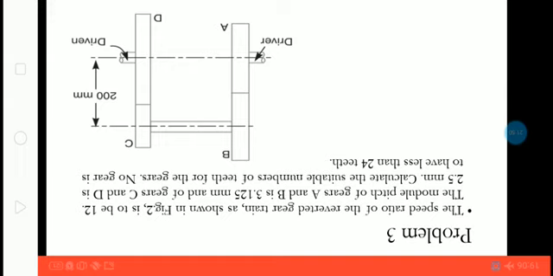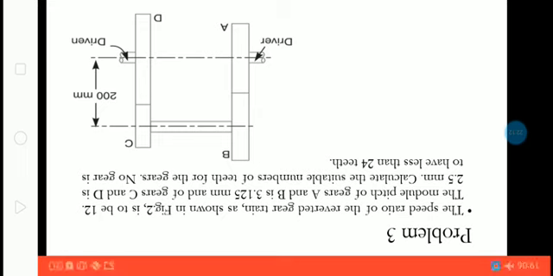Okay, modules are given. Speed ratio is given, so NA by ND is 12. Similarly, between A and B, the module is 3.125 mm. Between C and D, it is 2.5. So MA and MB are 3.125. MC and MD are 2.5 mm.